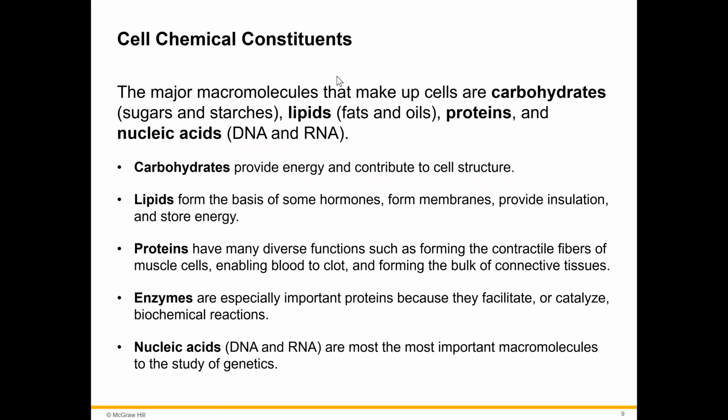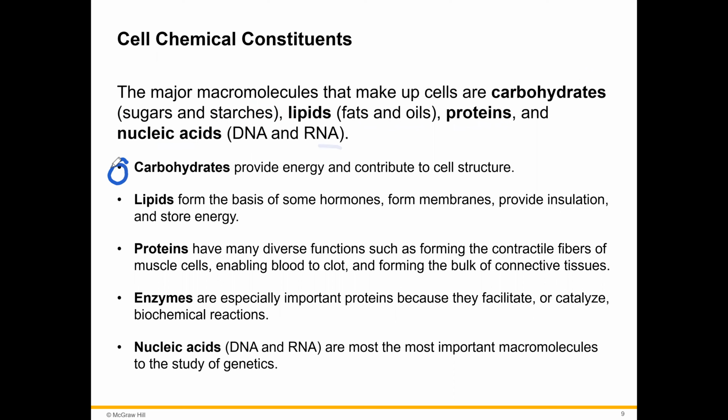Cell chemical constitution. The major macromolecules that make up cells are carbohydrates, sugars, and starches. Just make sure that starch is in plants. In animals, we have sugar and glycogen. We do not have starch. But carbohydrates include starches, and you find starch in plants. Lipids, fats and oils, proteins, and nucleic acids, DNA and RNA.